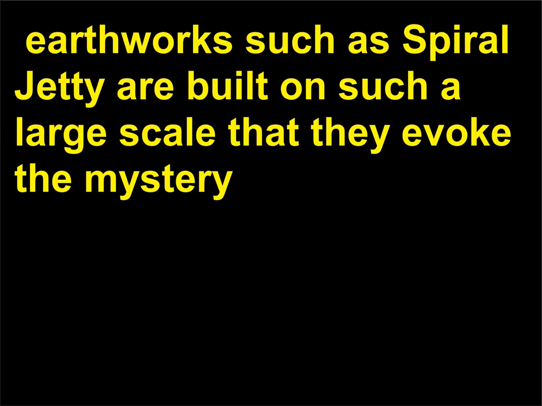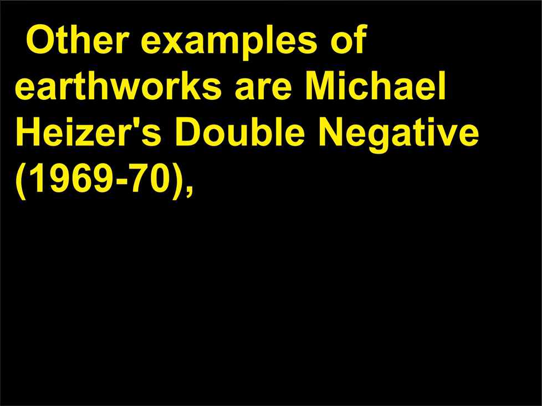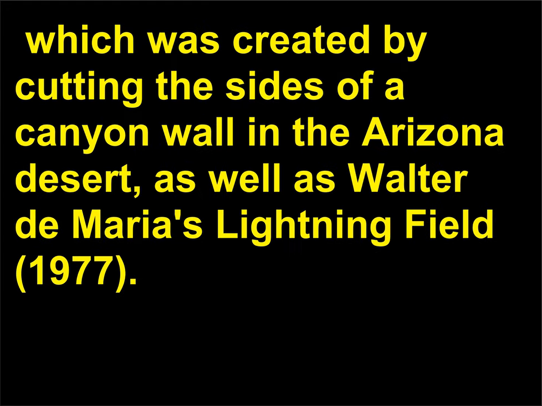Earthworks such as Spiral Jetty are built on such a large scale that they evoke the mystery and grandeur of ancient monuments and sites such as Cahokia or Serpent Mound. Other examples of earthworks are Michael Heizer's Double Negative, 1969-70, which was created by cutting the sides of a canyon wall in the Arizona desert, as well as Walter De Maria's Lightning Field, 1977.